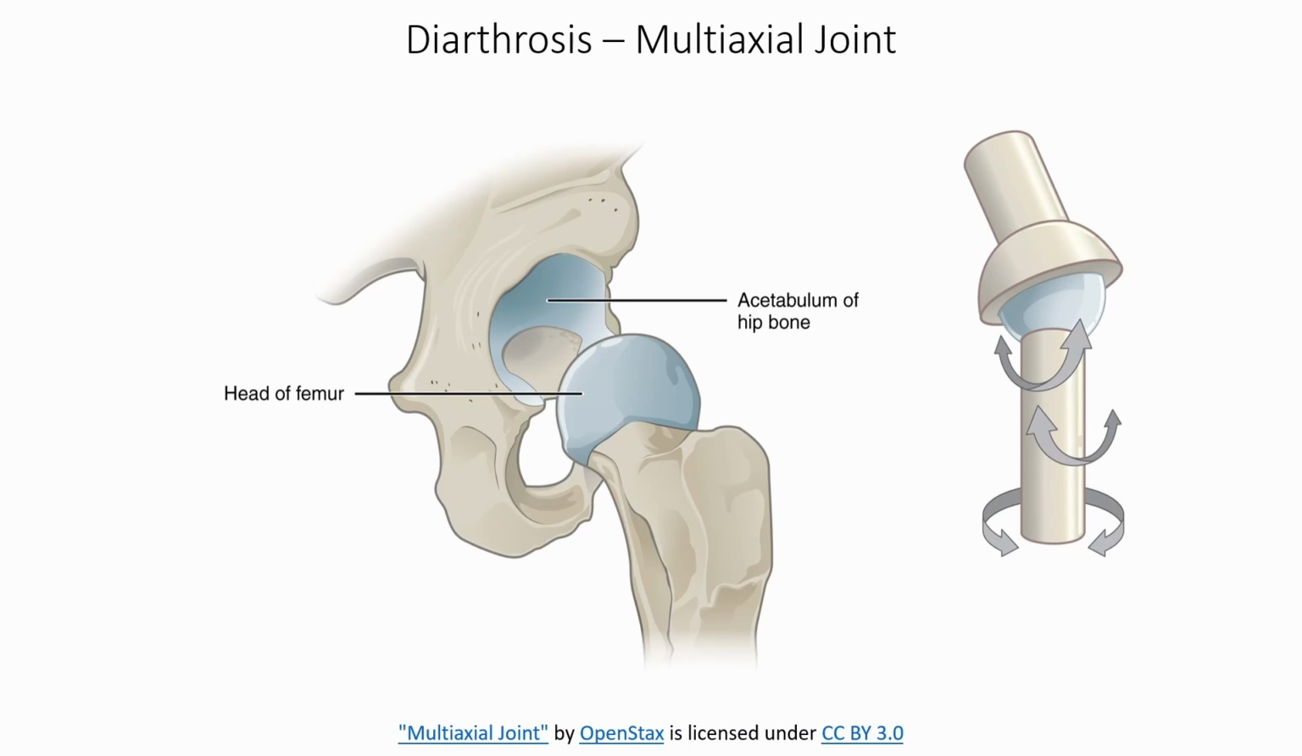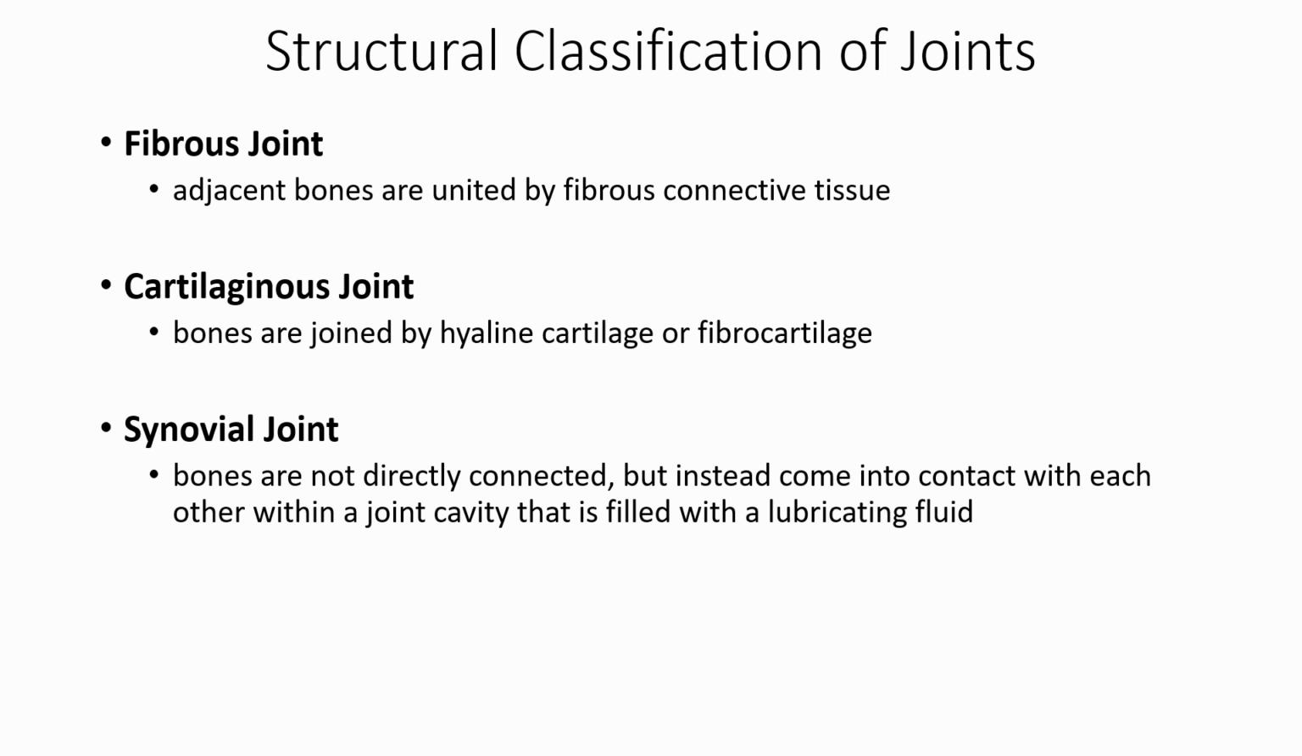And then diarthrosis classified joints, this is what you're probably thinking when you think of a joint. We're thinking multi-axial joints. So in this case, we're looking at the hip, which is a ball and socket joint, where we have the head of the femur coming into the acetabulum of the hip bone, so that we can rotate, we can move up, back, around, all sorts of different directions. There's a lot of movement with the diarthrosis classified joint.